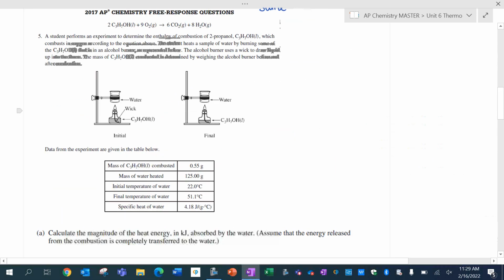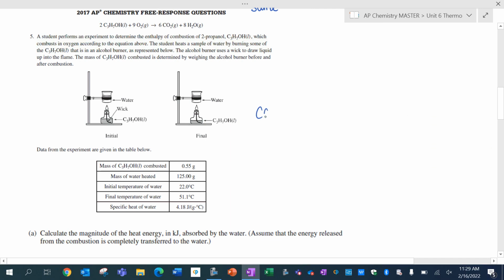So the 2017 problem is a calorimetry experiment. And notice that in this case, it's a calorimetry experiment where you have the reaction, but it's not an aqueous reaction, right? The reaction is occurring down here below, and it's transferring heat energy to the water. So your thermometer is going to be measuring the temperature of the water. You're going to be doing a combustion reaction down here. So this is your propanol that is going to combust. This combustion reaction is going to release heat energy that is absorbed by the water.